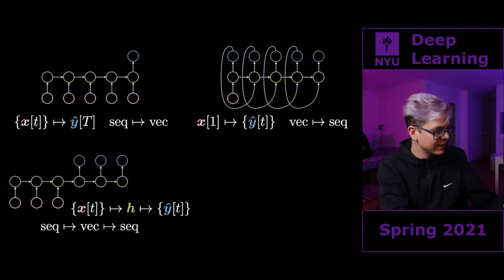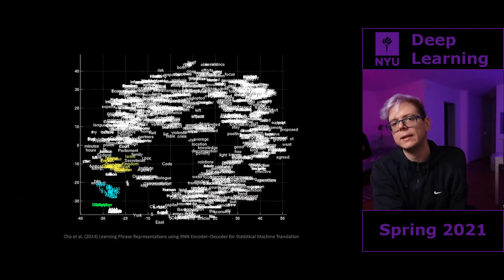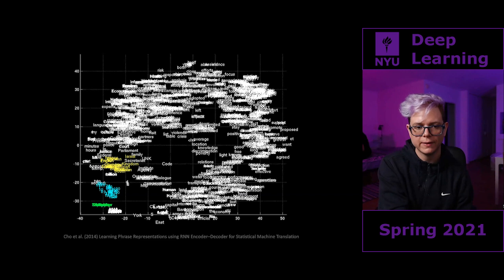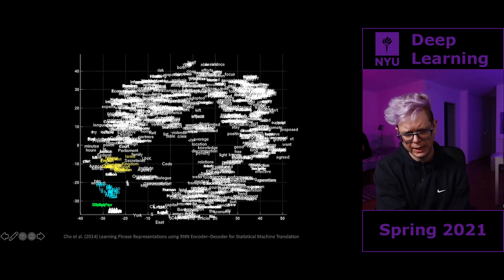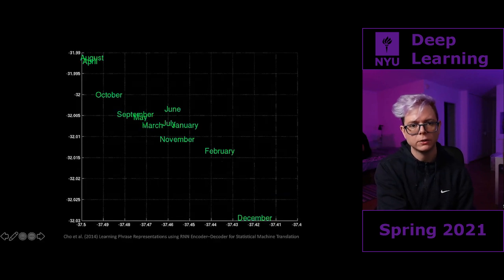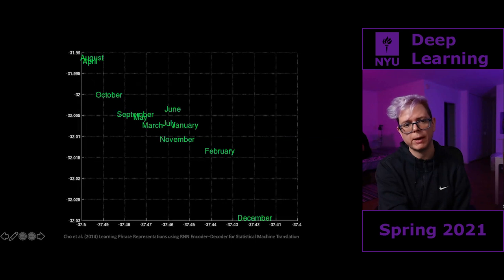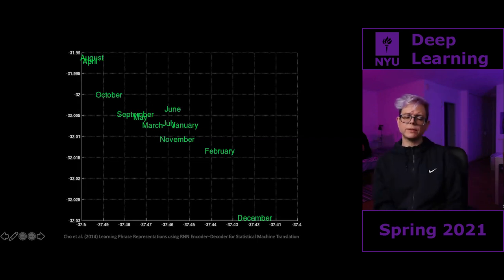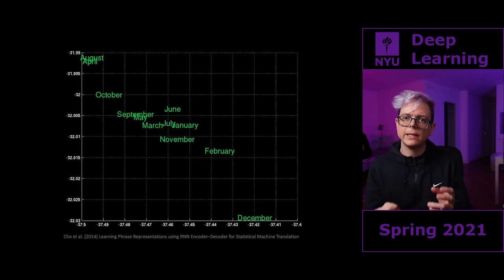Here I show you a few diagrams where you can see the PCA of the hidden representation. And there are clusters, right? There is a green cluster here, a cyan cluster, and a yellow cluster over here. Let me zoom in a little bit. The green one was all the months. All months are near the same location, which means they are semantically replaceable.